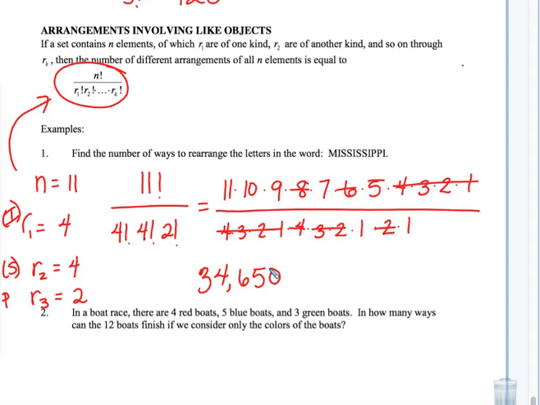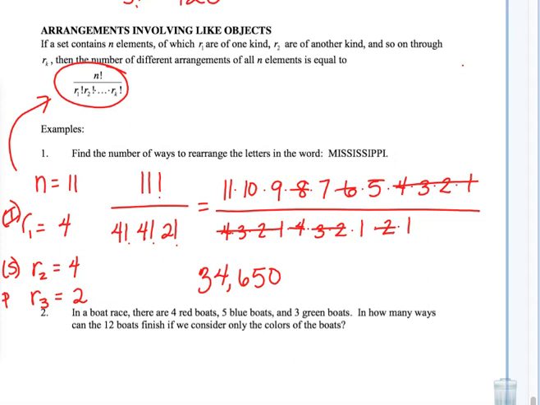All right, let's look at the last one like this, and then we'll go on to the last page. In a boat race, there are 4 red boats, 5 blue boats, and 3 green boats. How many ways can the 12 boats finish if we consider only the colors of the boats? When we consider the colors, there's more than one red, more than one blue, more than one green. So we have like objects, or objects that are the same, kind of like above, where we had like objects because there were 4 S's.